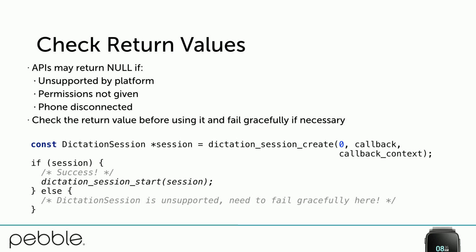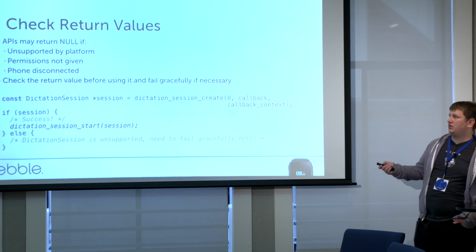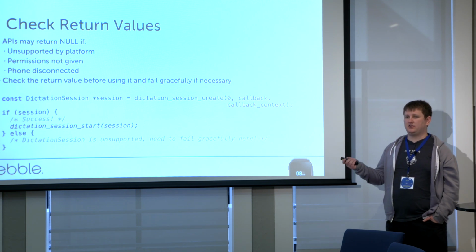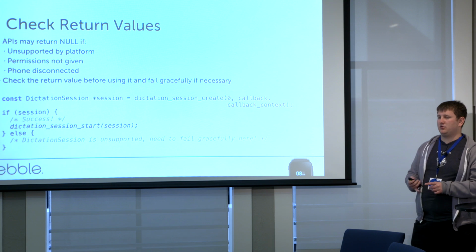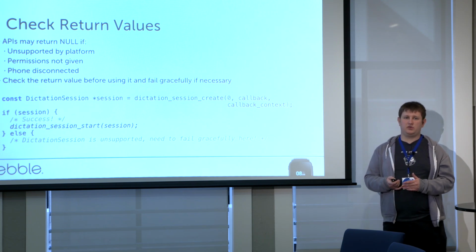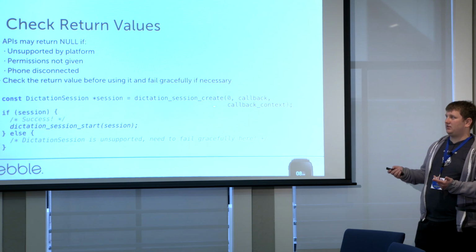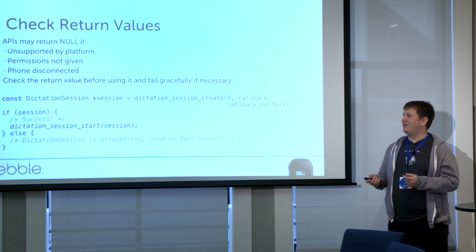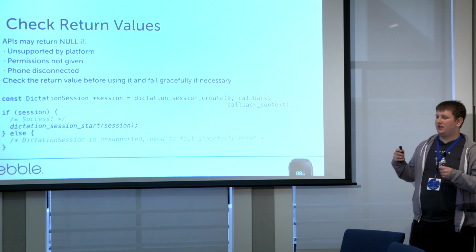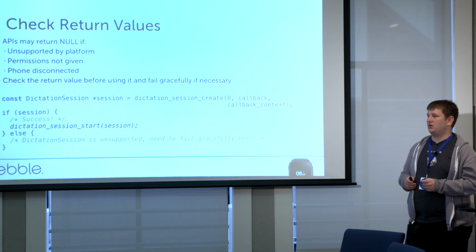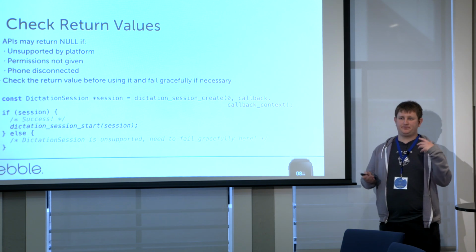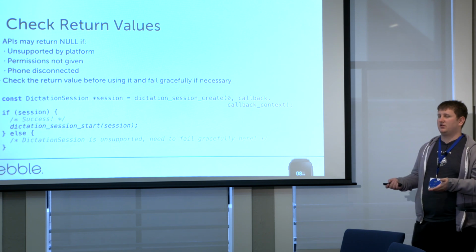A similar idea exists in the code you write for the watch. Some of our newer APIs, which provide services like, for example, dictation for the voice APIs, return a pointer, in this case, to a dictation session. And that pointer might be null, and it could be null for a variety of reasons. It might be null if the platform doesn't actually support dictation services. So when 3.x is released for the Aplite platform, which doesn't have a microphone, this API will be available, but you can't use it because there's no microphone. And so that function will return null if you use it. This function can also return null if there's simply not a phone connected, which is required to get a transcription of any voice data. And then also if you haven't set permissions on your phone to enable that functionality, then this function could also return null.